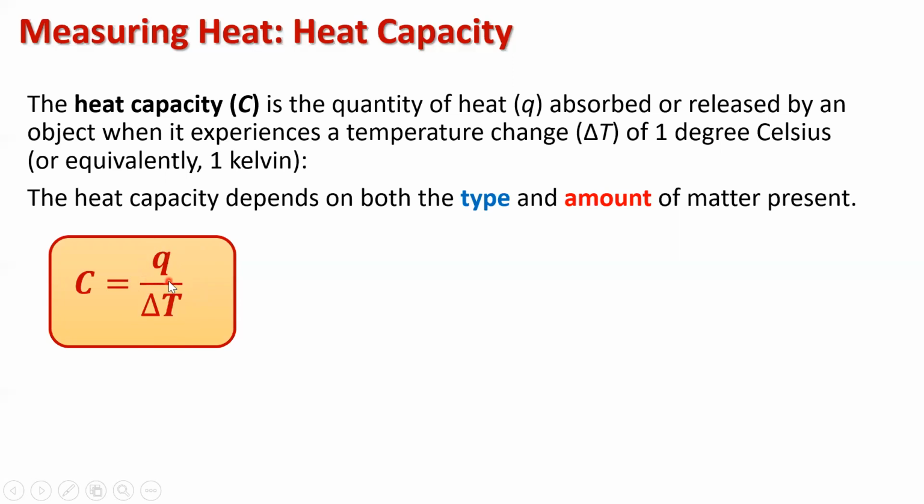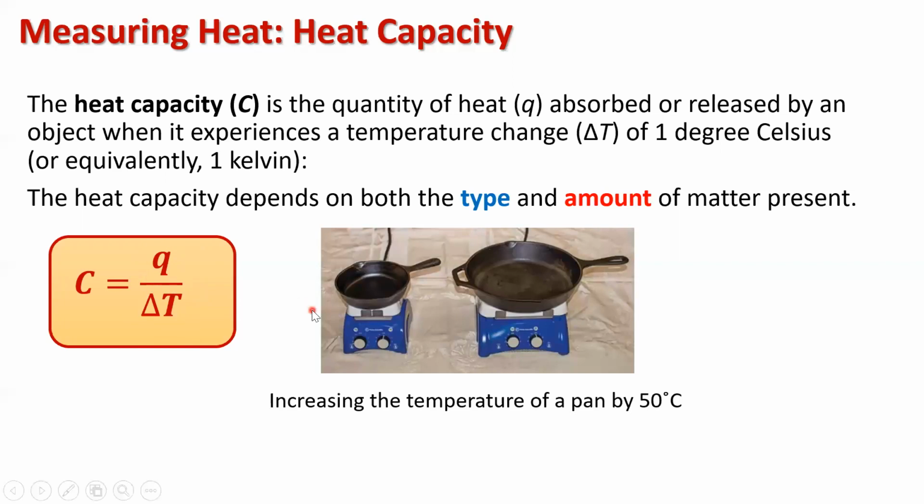So let's say that we have 2 pans. They're made of the same material. This one's a small pan. This one's a large pan. And we increase the temperature of both pans by 50 degrees Celsius. Well, let's look at the small pan first.